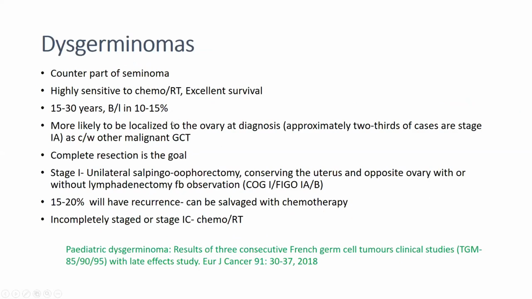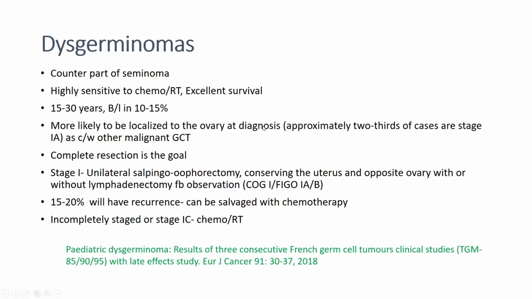So most dysgerminomas are localized to the ovary at the time of diagnosis, as compared to the other malignant germ cell tumors, which are metastatic or in a locally advanced stage at the time of diagnosis.